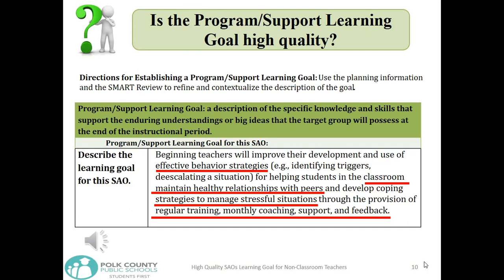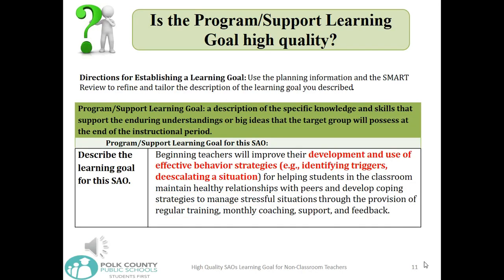A high-quality learning goal that could be used for the program might be, beginning teachers will improve their development and use of effective behavior strategies, identifying triggers, de-escalating a situation, for helping students in the classroom maintain healthy relationships with peers and develop coping strategies to manage stressful situations through the provision of regular training, monthly coaching, support, and feedback.